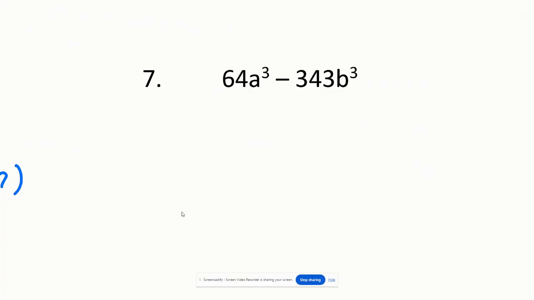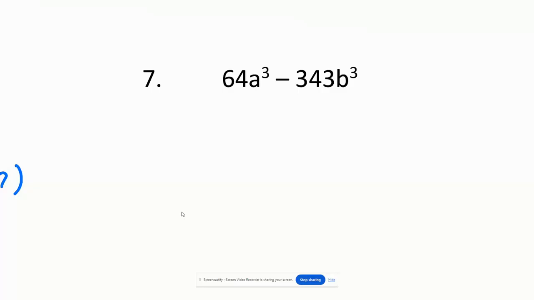32. So I go 343 divided by 32. Also not. What's the next factor of 64? 16. So 343 divided by 16. No, not. What's the next factor of 64? 8. So 343 divided by 8? Nope, not. Oh, it's another one. 4? 343 divided by 4? Not. So there's nothing that goes into 64 that also goes into 343 except for 1.